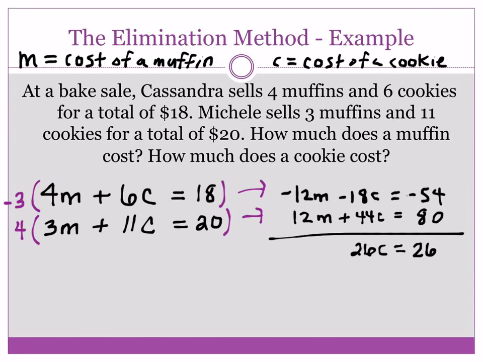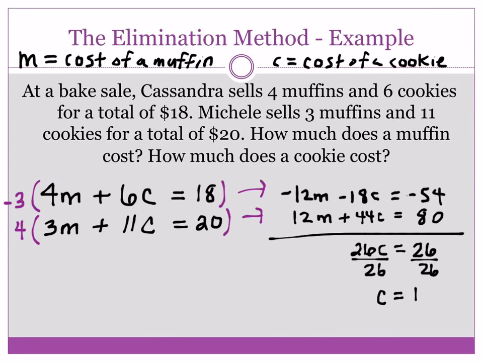Okay, and then what we're going to do? Yeah, divide by 26. So we can find out that the cost of a cookie is 1. All right, we'll use the units in a minute, but it's $1, yeah? How am I going to find the cost of a muffin now? You choose one of the equations and plug in what you have received.